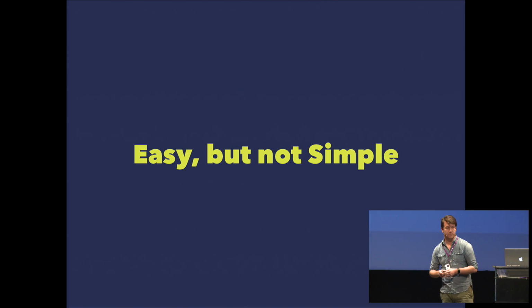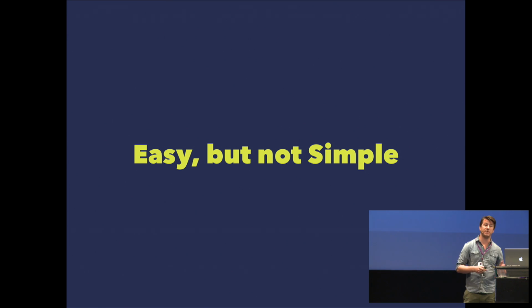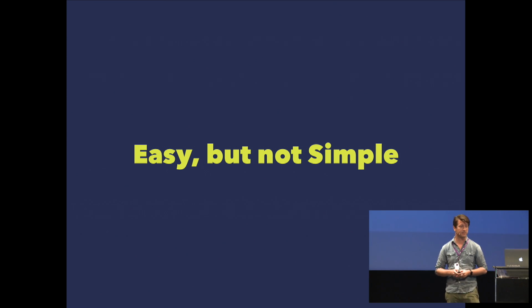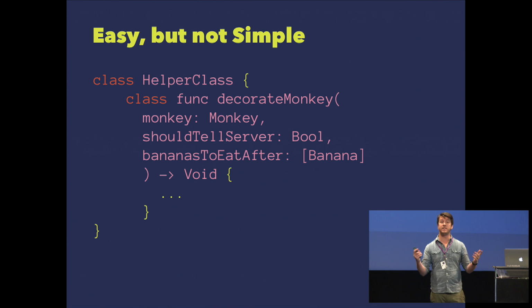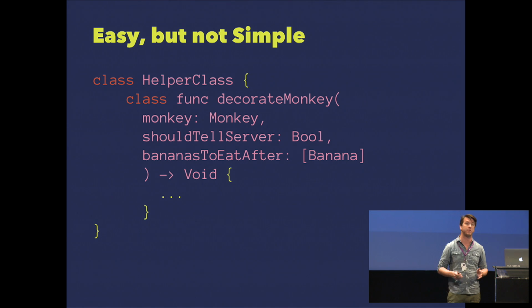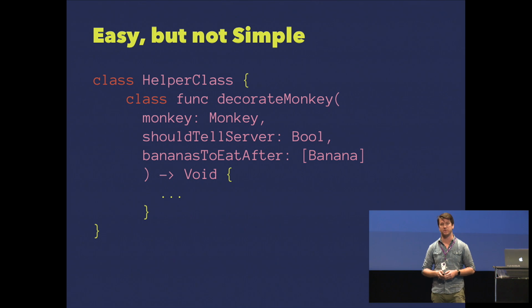The inverse is also true. Just because something is easy doesn't make it simple. You might have seen something like this before, where you have a helper class, where you can just throw objects into it, add in some state, make it do some extra stuff, and you could say, I only need to call this one method, and it does everything for me. And while that may be easy, it's definitely not simple.